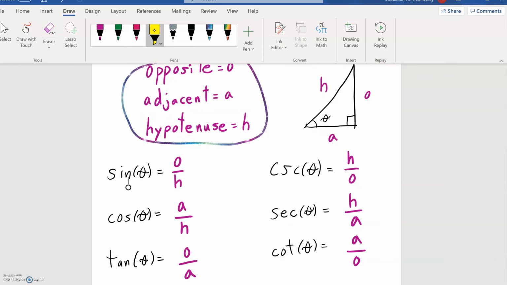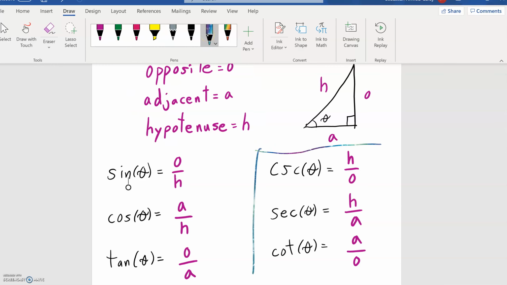On the right-hand side, I have also the reciprocal functions. Remember that cosecant is defined to be the reciprocal of sine. Secant is the reciprocal of cosine, and cotangent is the reciprocal of tangent.